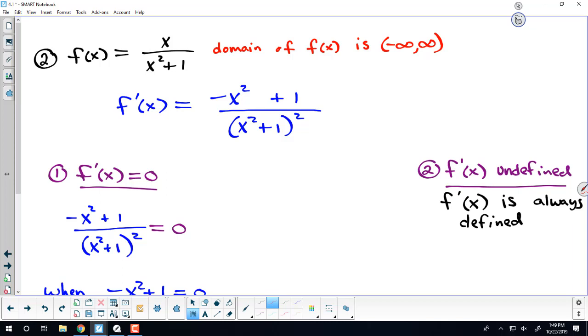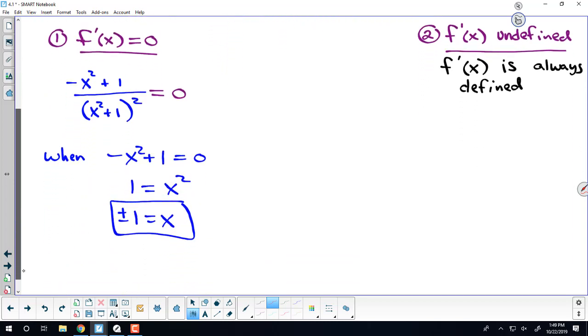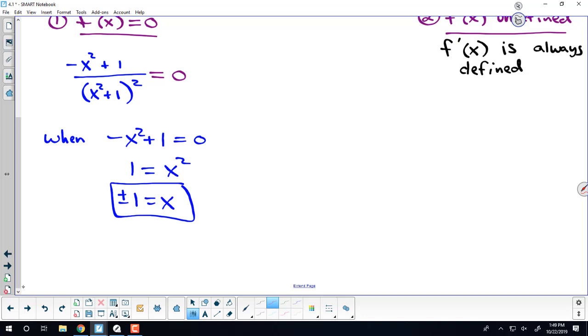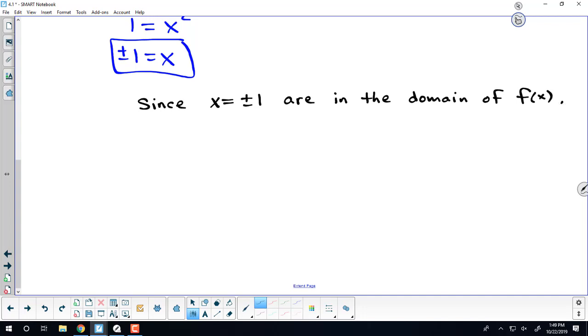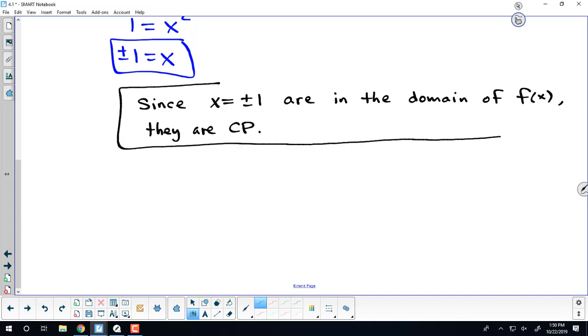The denominator's never 0, so the domain is all real numbers. Then we can be certain that x equals plus and minus 1, both of those are critical points because they're in the domain of the function. So that's our final conclusion there.